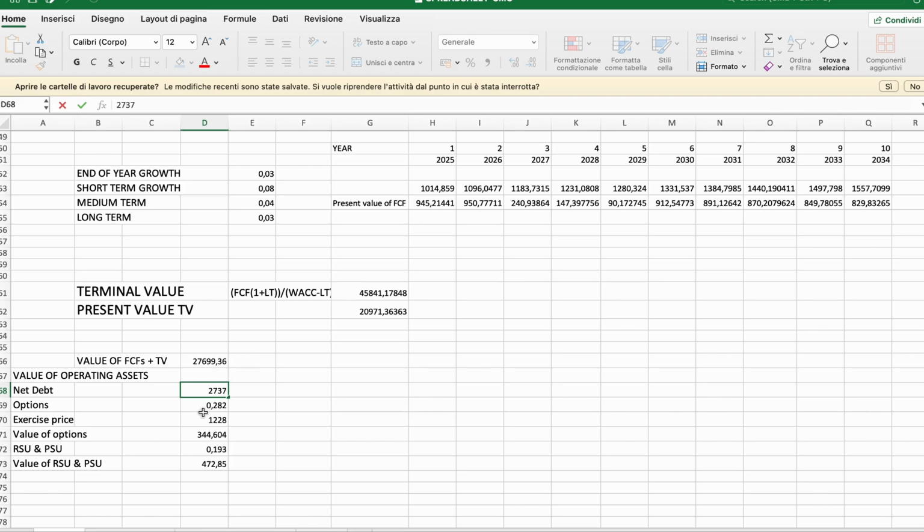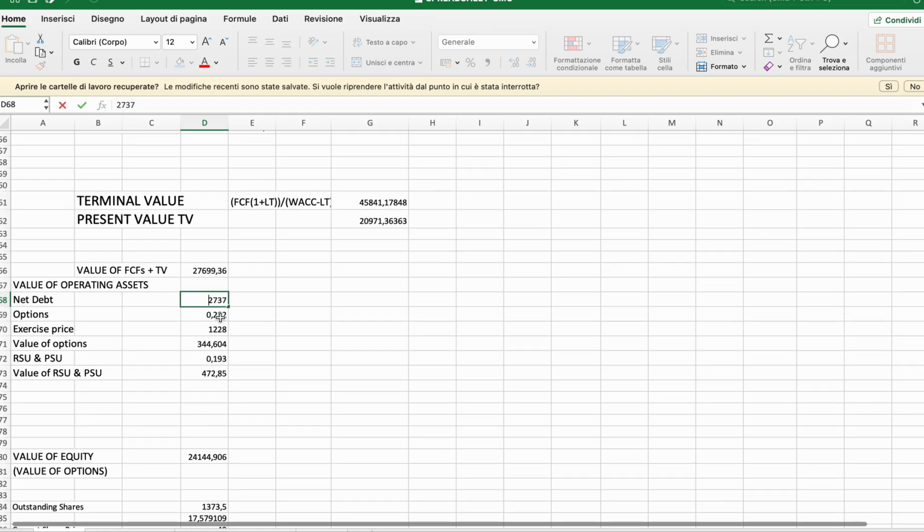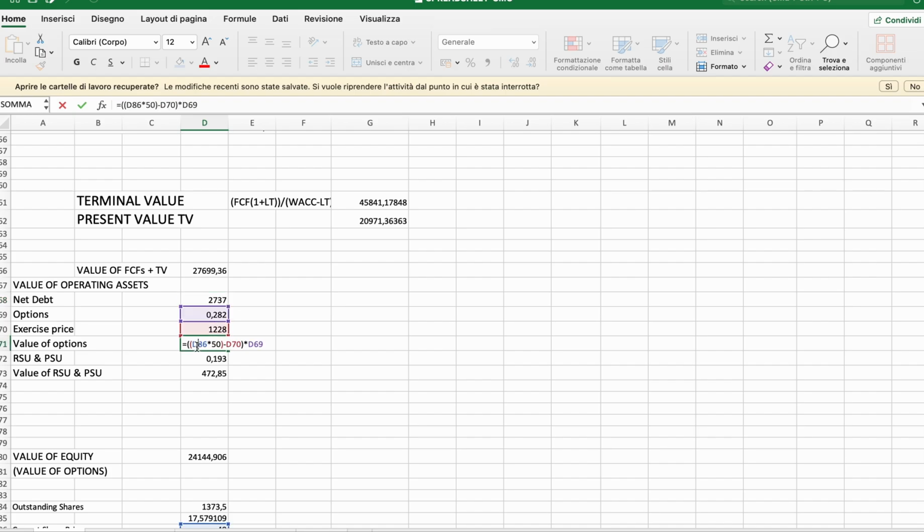Then we have the options. And here's the exercise price. Here I've taken the exercise price that I could find in the latest 10Ks, that is before the stock split.